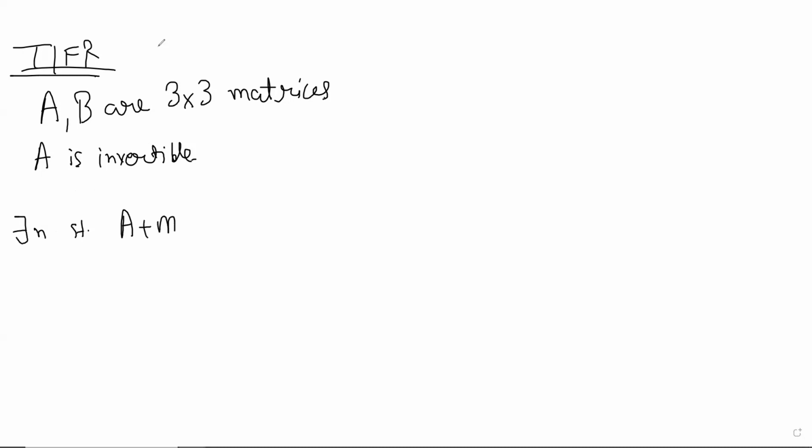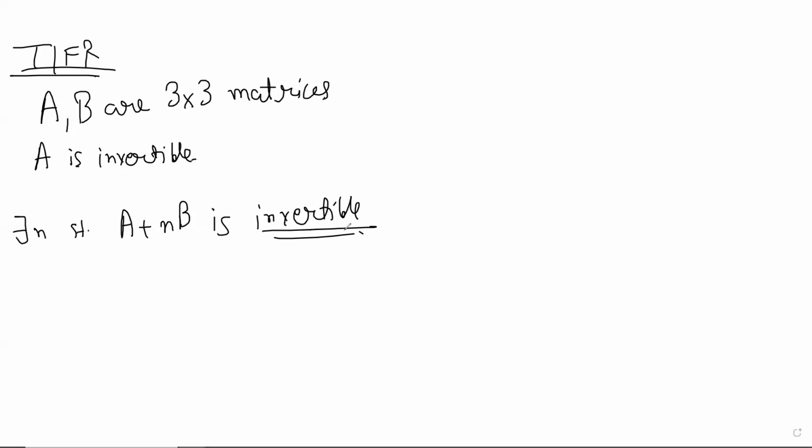Such that A plus nB is invertible. Again, I think they missed out on mentioning that n is not equal to 0, because that is trivial. I think the last one was the GATE. Now, there will be an integer, but I don't know how to show it.